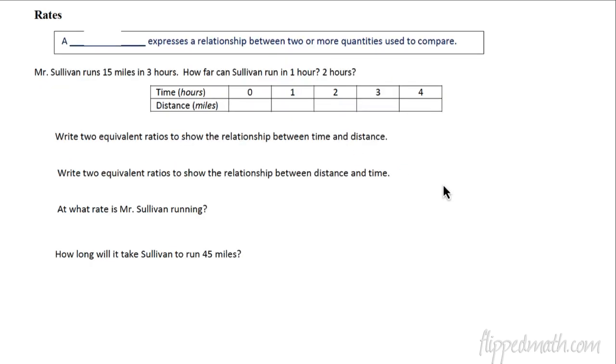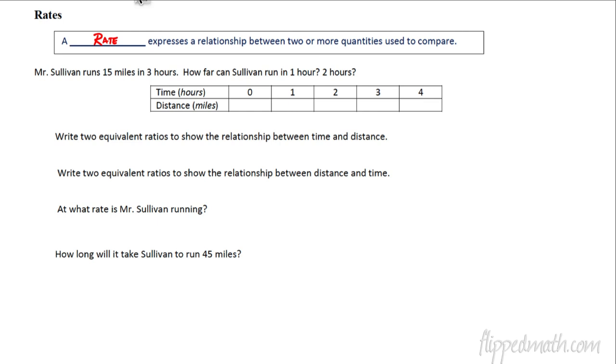And so the last part of our lesson today talks about rates. What rates are is when you have a ratio between 2 or more quantities and you're comparing them, and usually they're different units. All right, so let's write that out. A rate expresses a relationship between 2 or more quantities, and they're used to compare. So Mr. Sullivan runs 15 miles in 3 hours. How far can Mr. Sullivan run in 1 hour or 2 hours, or maybe they ask you 4 later.